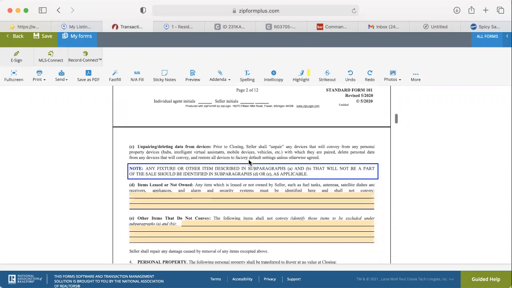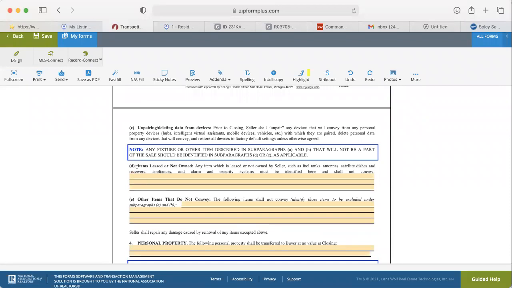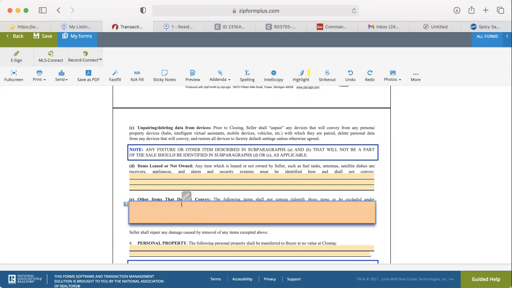So if I go here to this next page, it has D, items that are leased or not owned. And then there's E, other items that do not convey. So if the seller was planning to take grandma's light fixture in the dining room with them, they would list here dining room fixture. Okay. And that's perfectly legal to do that. This will also be entered into the MLS when you enter this listing, so that any buyer's agent will see it and know to list it on the offer to purchase.